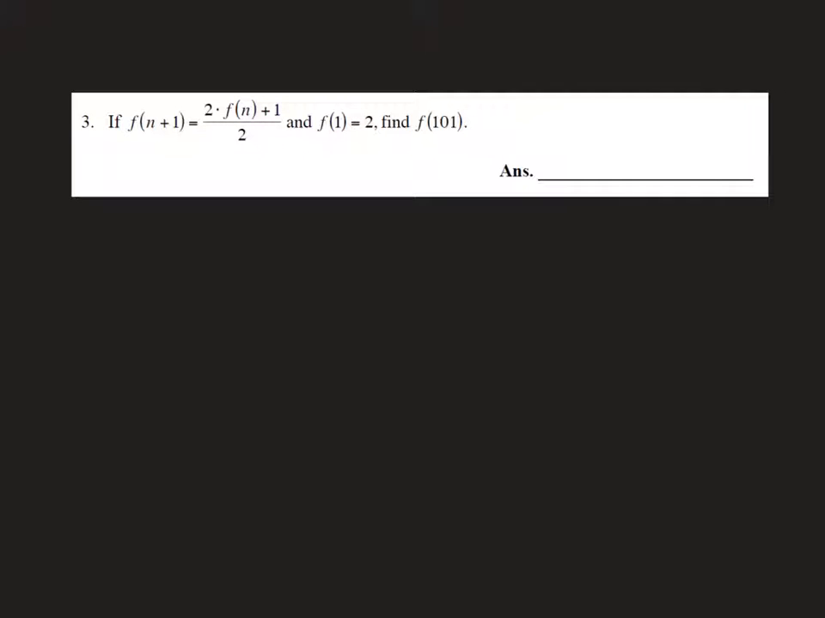Here's a problem from 1989 under the category functions. If f of n plus 1 is equal to 2 times f of n plus 1 all over 2, and f of 1 equals 2, find f of 101.